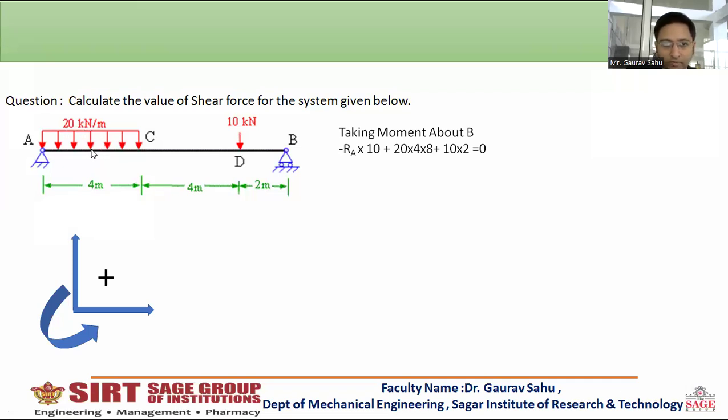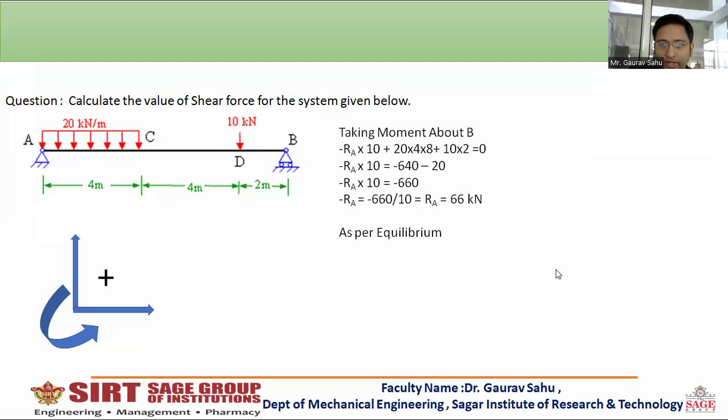So the total distance of this midpoint from point B is 2 plus 4, 6, and here it will be 2. Okay, so 8. So 20 into 4 into 8 plus 10 into 2. The 10 is a downward force, and this distance is 2 meters, so 10 into 2. After calculation, you will get the value of RA, that is 66 kilonewton.